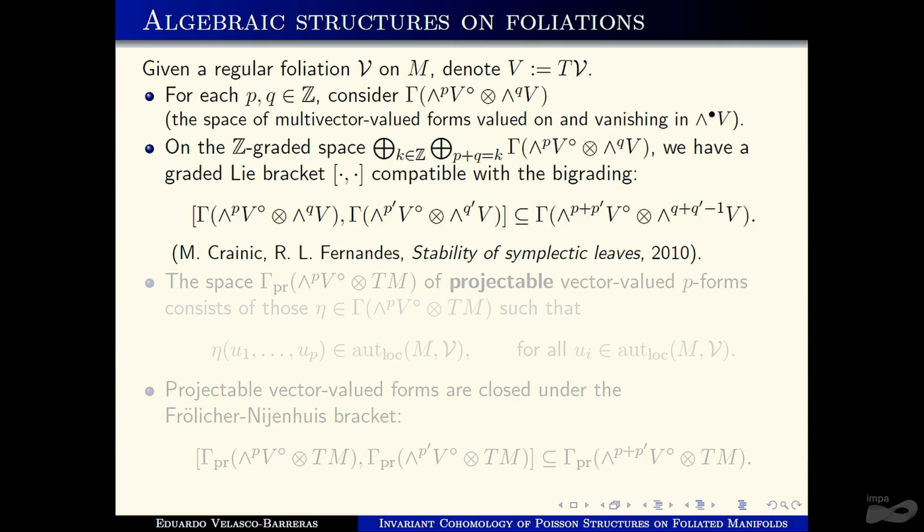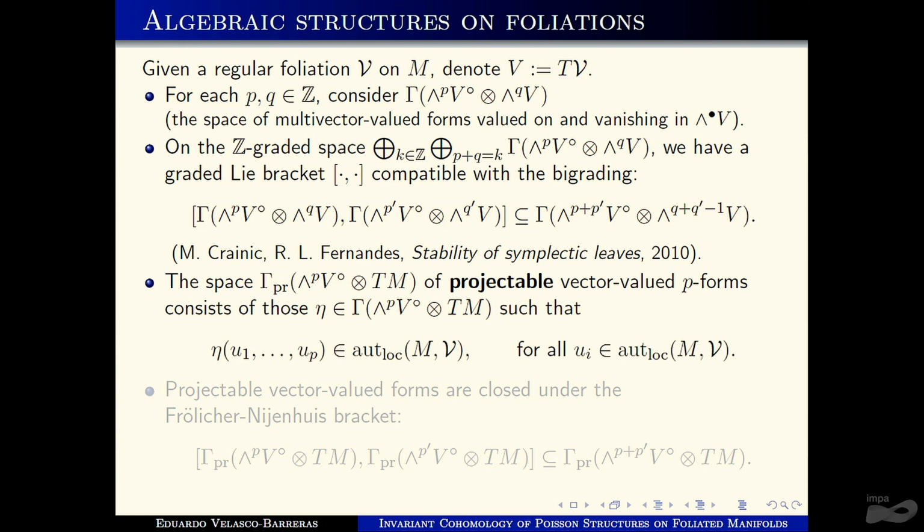And it appears in the context of foliations induced by surjective submersions in this paper of Crainic and Fernandes. On the other hand, we have another algebraic structure. If we have the space of projectable vector valued forms, which are those that when evaluated on local projectable vector fields, the result is a local projectable vector field, we say that this vector valued p-form is projectable.